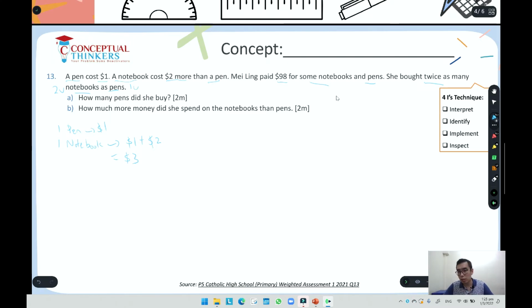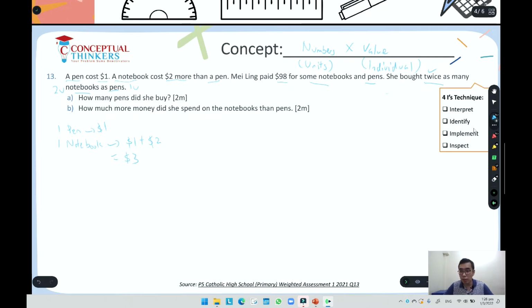Now the concept that they're trying to test us here is called numbers times value. Some schools may use quantities times value, or units times value. So this is units when we talk about numbers, and it must always be in terms of units. We know it's twice as many notebooks as pens, and this value here must be our individual value. So we must know the value of one pen and one notebook, and that is what we know from the first two sentences.